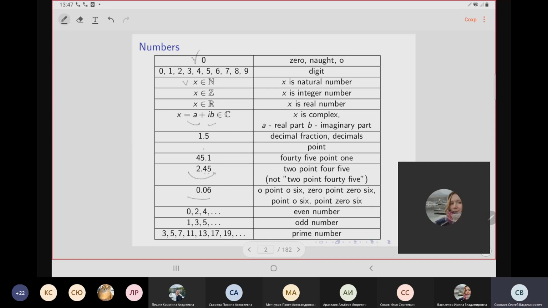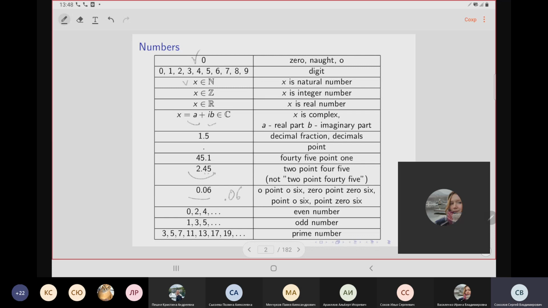Next one, 0.06 or point 06 or nought point 06, doesn't matter. In English, we can say only point and some numbers after the point. So if the first digit is 0, we can avoid spelling it. So just point 06.